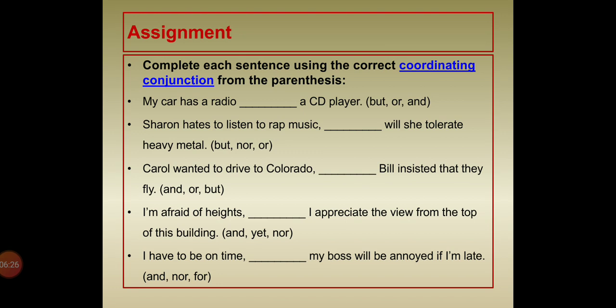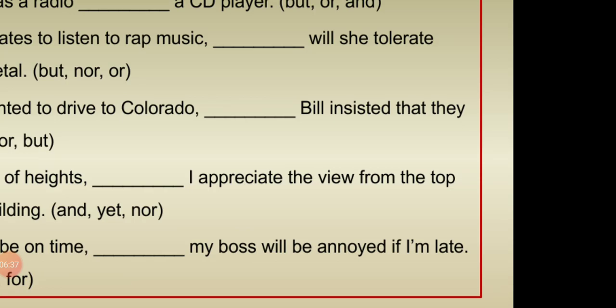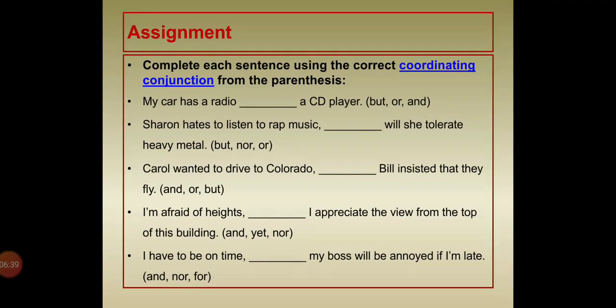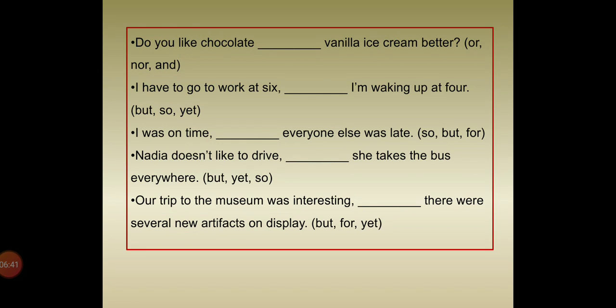Now we move toward our assignment. You have to complete each sentence using the correct coordinating conjunction. Here are a few sentences given in the assignment. You have to copy these sentences in your notebook and put the correct coordinating conjunction to complete these sentences. I hope you will easily understand the lesson and you will do your work independently.